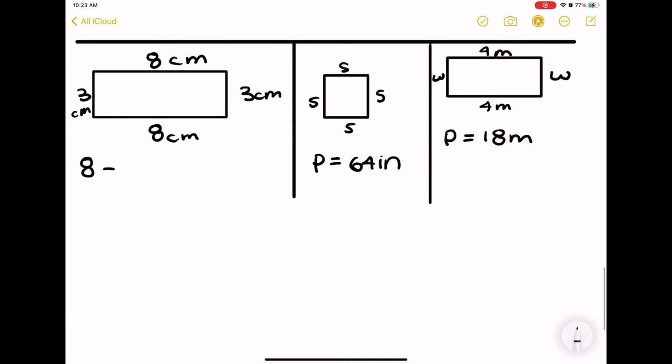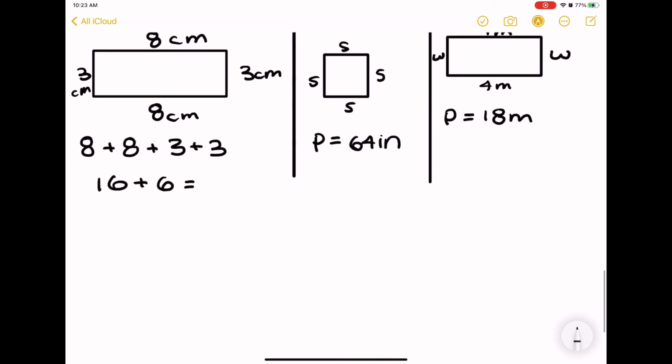Did you do it? Let's check if you got the correct answers. So for the first one, we'll do 8 plus 8 plus 3 plus 3. So 16 plus 6, which is equal to 22. And then we just go ahead and put our label as 22 centimeters.